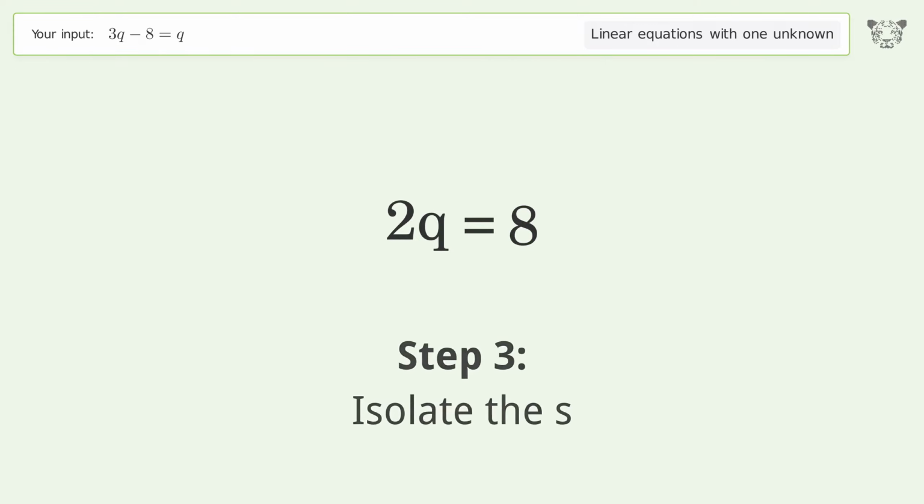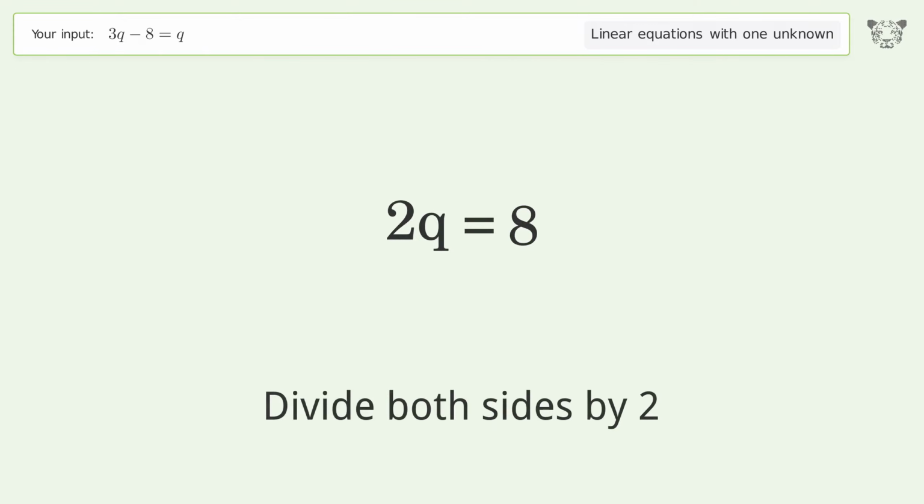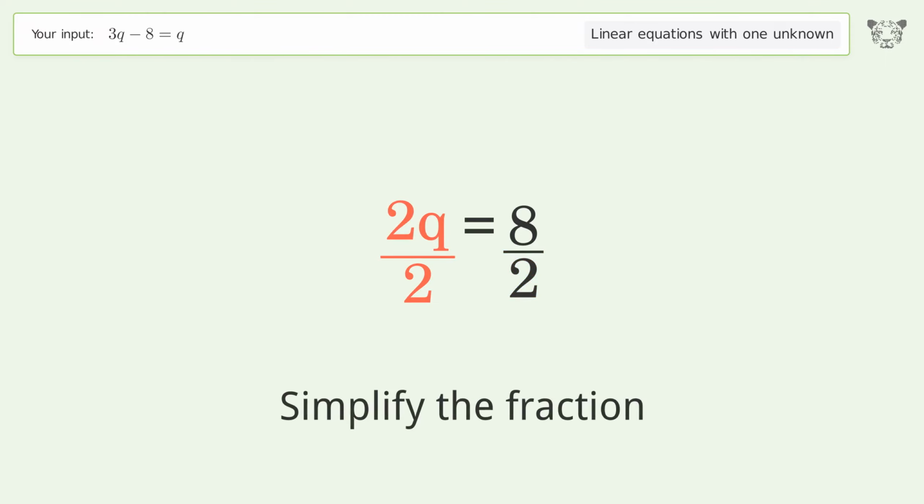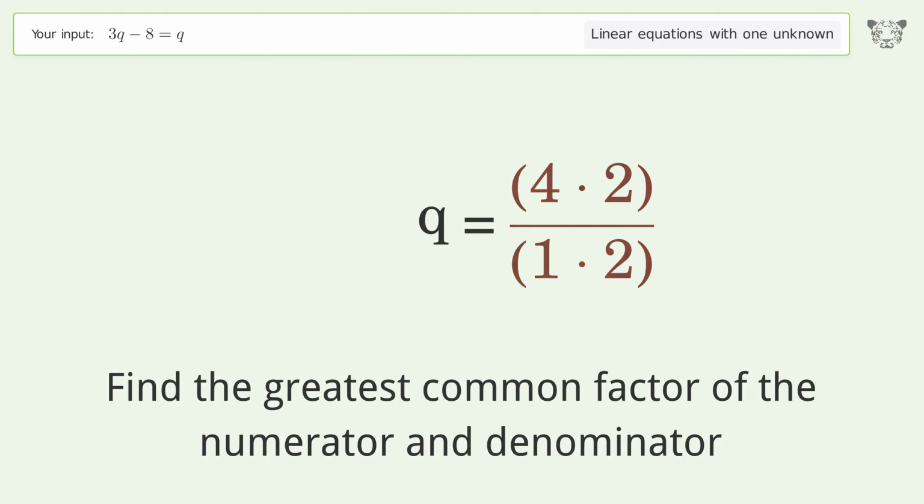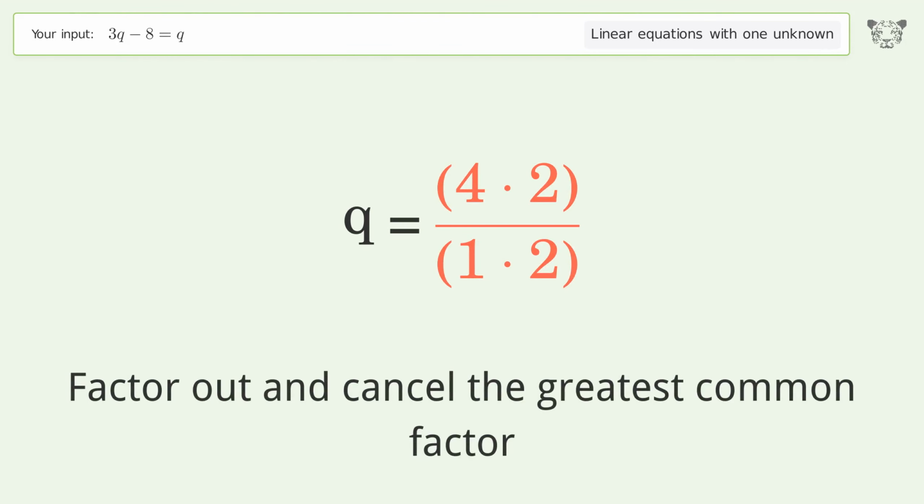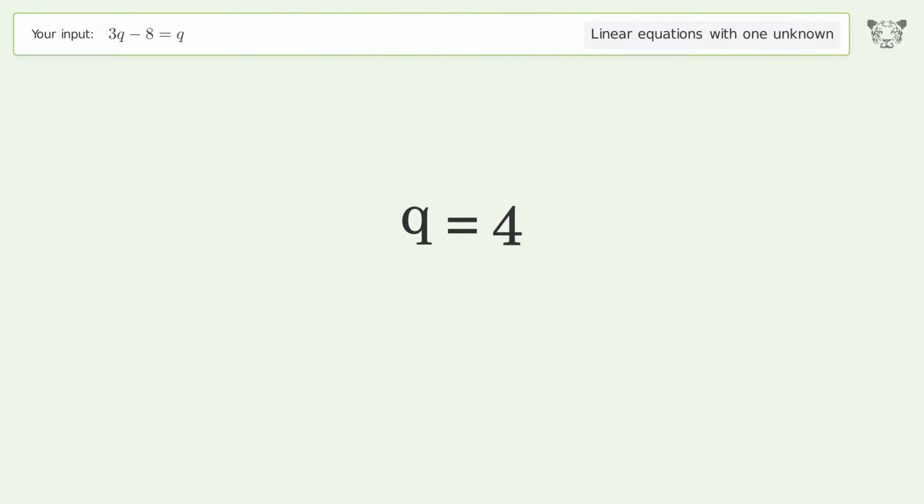Isolate the s. Divide both sides by 2. Simplify the fraction. Find the greatest common factor of the numerator and denominator. Factor out and cancel the greatest common factor. And so the final result is q equals 4.